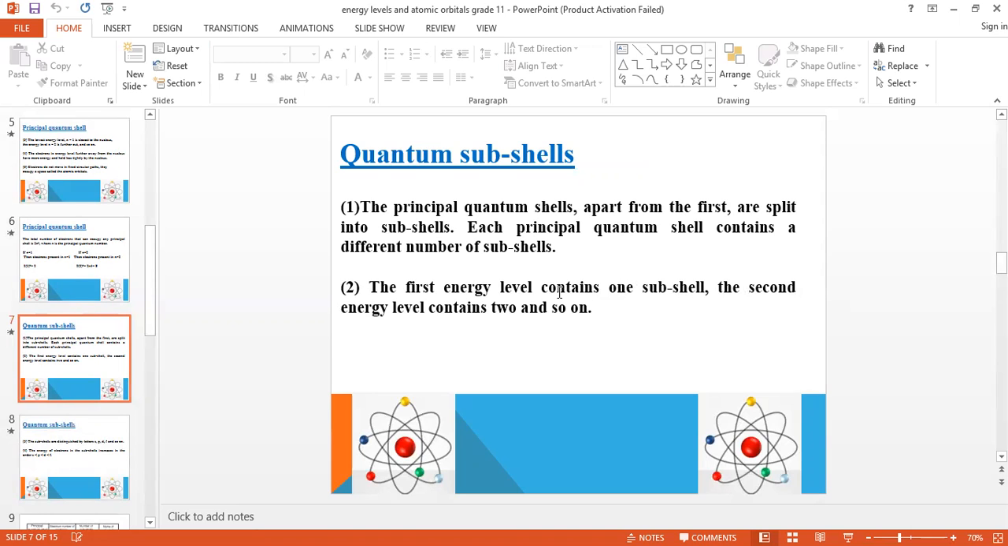This is one piece of information. Did you get what a quantum subshell is? Quantum shells, apart from the first, are split up into subshells. Each principal quantum shell contains a different number of subshells. The first energy level contains one subshell. The second energy level contains two subshells. The third energy level contains three subshells. The fourth energy level contains four subshells, like that.